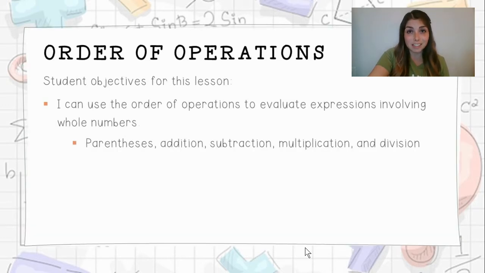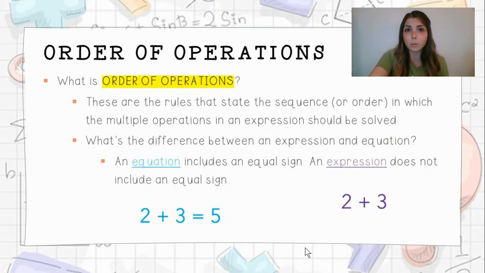By the end of today's lesson, you are going to know how to use the order of operations to evaluate expressions involving whole numbers. This will include parentheses, addition, subtraction, multiplication, and division. So what is the order of operations? The order of operations is a set of rules that state the sequence or order in which the multiple operations in an expression should be solved. It's basically step-by-step directions on how to solve an expression or an equation.